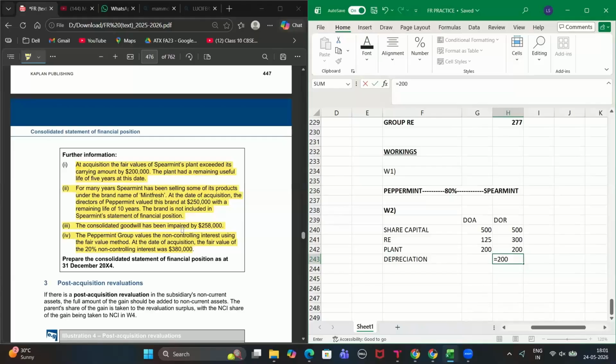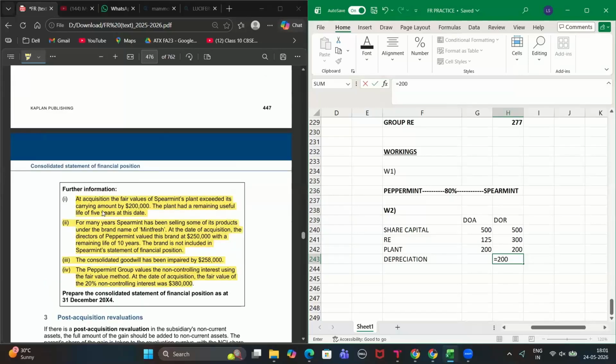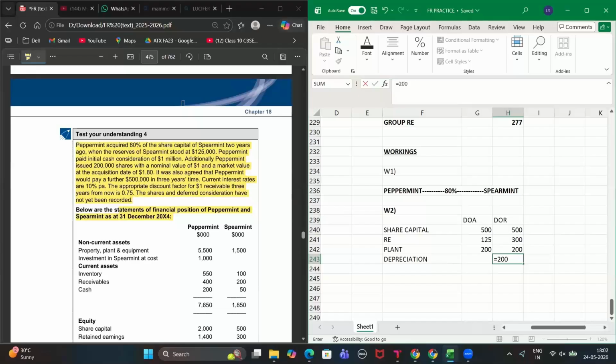It increased by 200. So what was its remaining useful life at acquisition? 5. When did we acquire Spearmint? We acquired Spearmint 2 years ago, right? So how many years of depreciation should we charge? Exactly. We should charge depreciation for 2 by 5, that is 2 years. What is the remaining useful life?